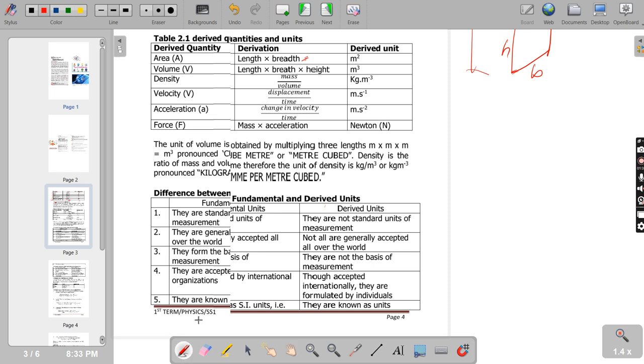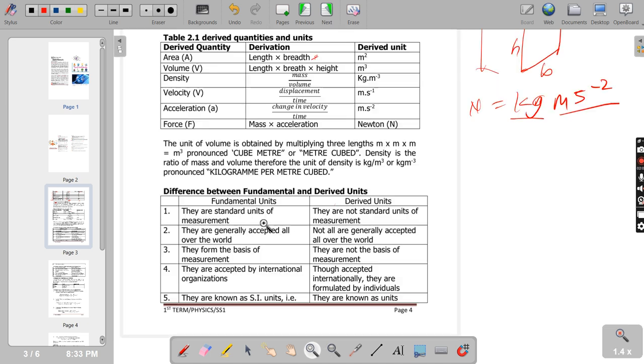Now we have force, which is mass times acceleration. The unit for force is Newton, but the equivalence of Newton is mass in kg times meter per second square, since acceleration is this and mass is this. You understand? Now, the unit of volume is obtained by multiplying 3 lengths. We've explained this, so there'll be no point explaining it again. Let me just leave that.